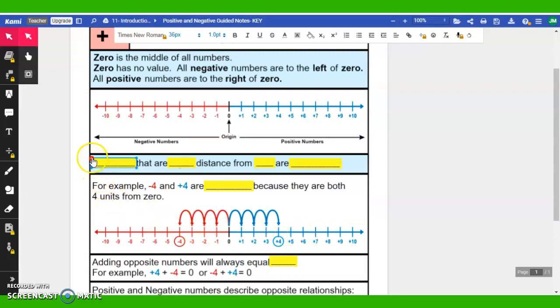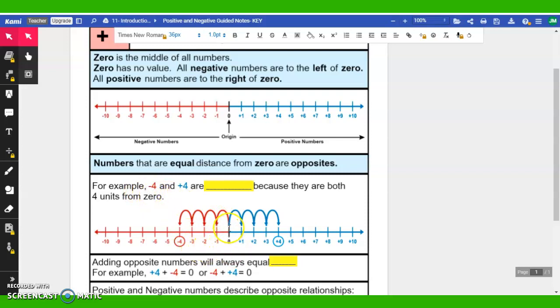All right, the next section of your notes says numbers that are blank distance from blank are blank. So numbers that are equal distance from 0 are opposites. I'm going to explain that to you in just a minute. Numbers that are equal distance from 0 are going to be called opposites. Let's look down below at an example. Here we have our number line. We're going to start at 0. It's in the very middle of all the numbers.